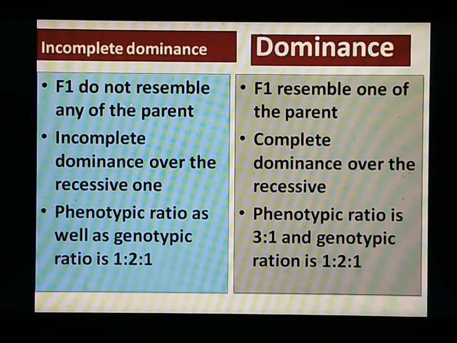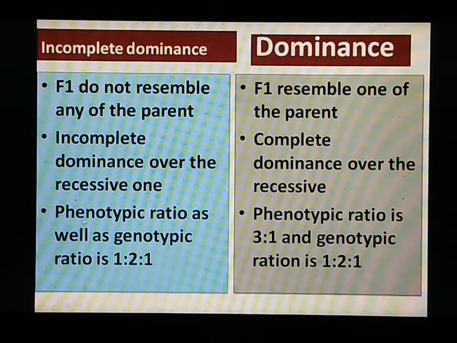So we see the difference between incomplete dominance and dominance, which was proposed by Mendel: in incomplete dominance, the F1 generation does not resemble either parent, whereas in the dominant or monohybrid cross of Mendel we had seen that the F1 generation resembles one of the parents. Another difference is that in incomplete dominance, neither allele is completely dominant over the recessive one, which is why we get intermediate offspring in the F1 generation, whereas in dominance we see that one trait is completely dominant over the other, which we call recessive.